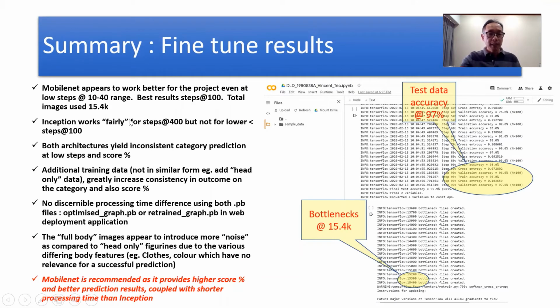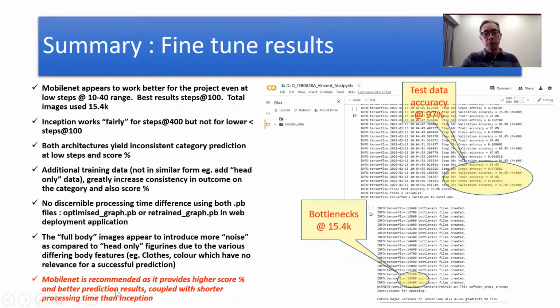So Inception works fairly for steps 140, but not lower. Both architectures yield inconsistent category prediction and score accuracy at low steps. So additional training data, not in similar form, for example head-only data, greatly increased consistency in outcome on the category and also the score percentage. There is no discernible processing time difference using both .pb files, optimized or retrained graph, for the web deployment.